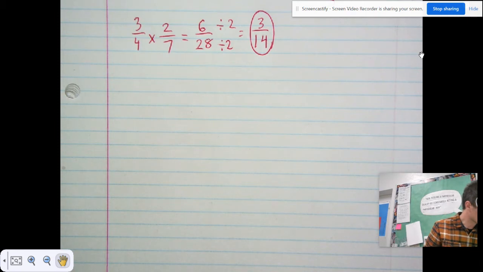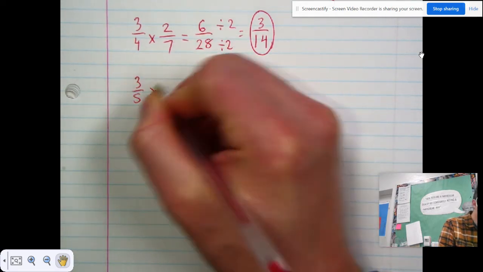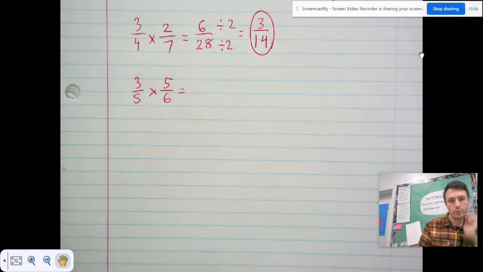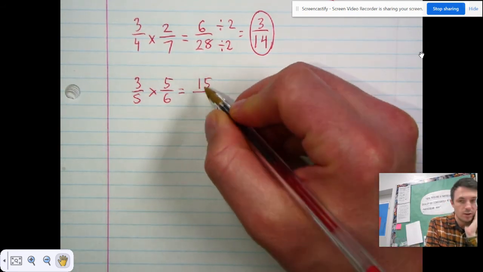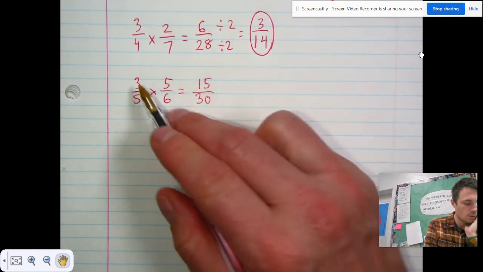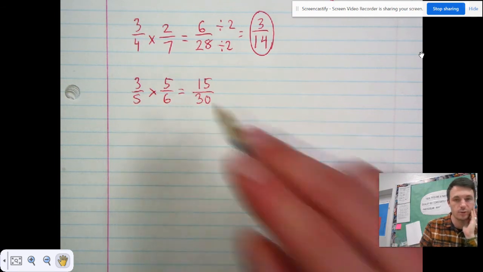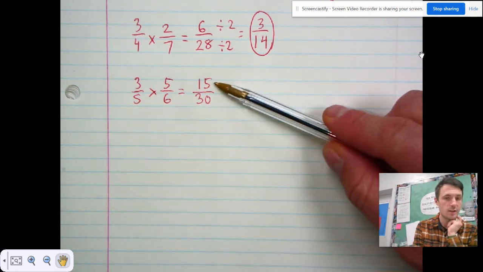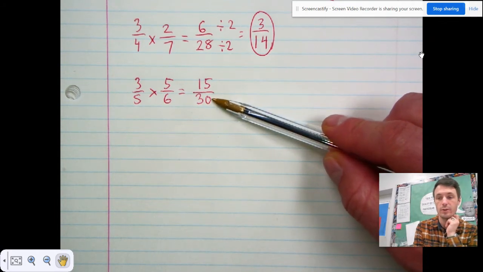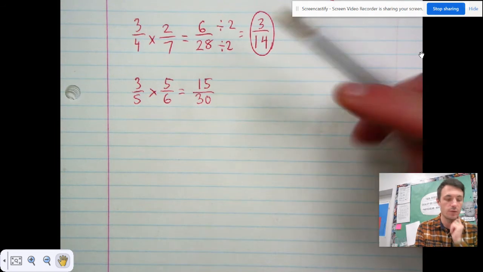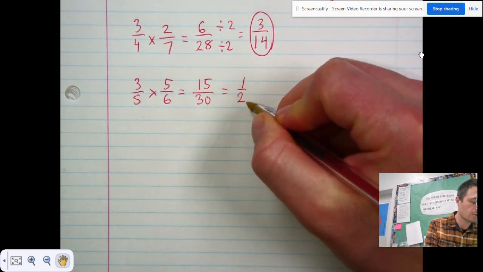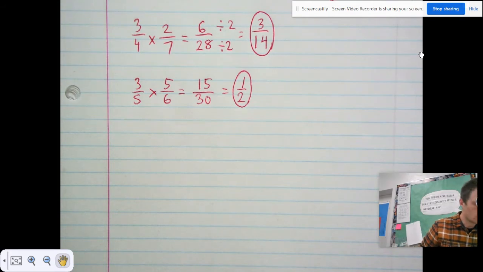Let's do another example together. Let's do 3/5 times 5/6. 3 times 5 is 15. 5 times 6 is 30. So just multiply numerator times numerator, put that answer here, multiply denominator times denominator, put that answer here, and then simplify. If you know that this number is exactly half of this number, you know it simplifies to 1/2. And 15 is exactly half of 30. So you know it has to simplify to 1/2. That's the final answer. I'll do one more with you, and then I'll give you your independent work.